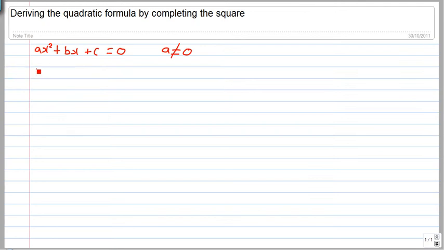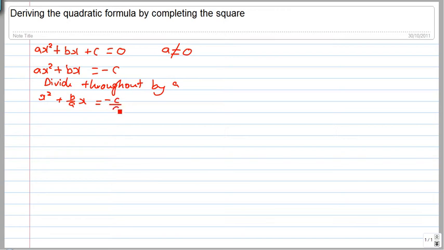Alright, so what I'll do is some manipulation right now. I will shift positive c to the right hand side and get negative c, and I will divide throughout by a. Then what I'll get is x squared plus b over a x equals minus c over a. Right now I will proceed to complete the square.